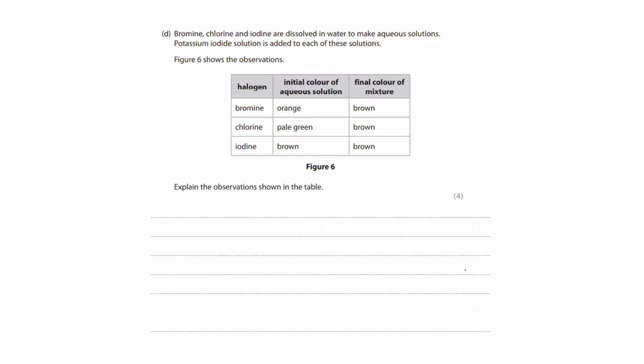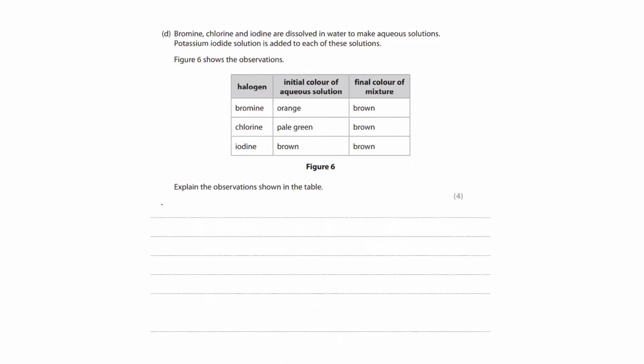So let's have a look at what happens when potassium iodide is added to each of the solutions. Bromine, chlorine, iodine dissolved in water, with aqueous potassium iodide solution added to each of these solutions. Explain the observations. So let's write this out a bit more carefully. It's 4 marks, so let's be a bit more careful with this one. Let's think about the first one.